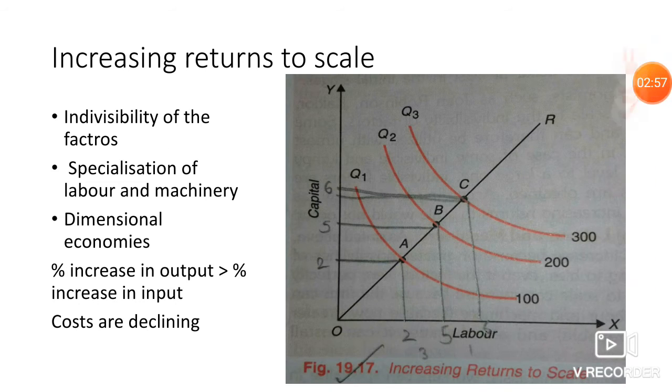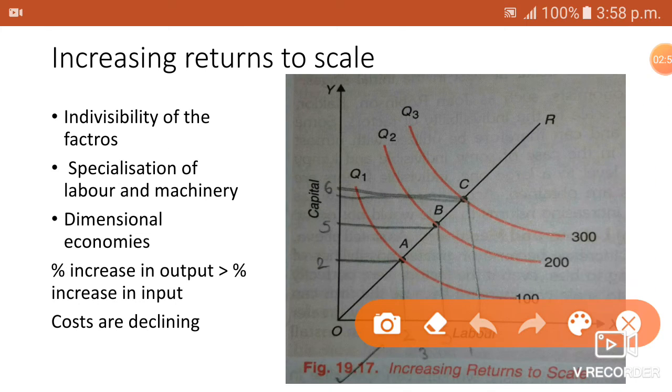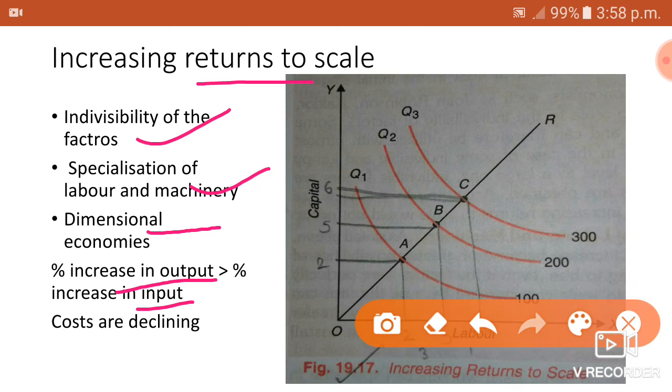Next is increasing returns to scale. Increasing returns to scale is a result of indivisibility of factors, specialization of labor and machines, and dimensional economies. In increasing returns to scale, the percentage increase in output is greater than the percentage increase in input.